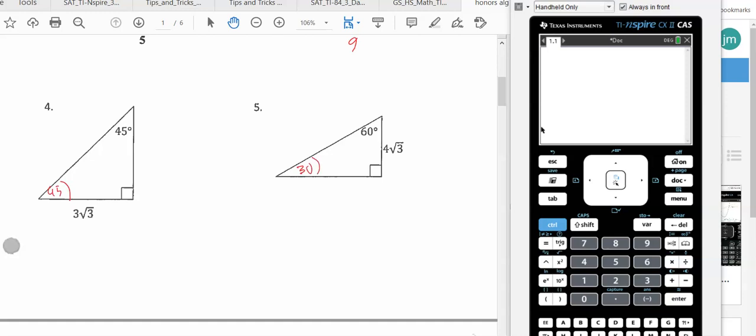Okay, let's see. So this is 45. This is also 3 root 3. And this would be 3 root 3 times root 3, which would be 3 times 3, which is 9. And this one would be times root 3, so that'd be 12. And then times 2, so it'd be 8 root 3.